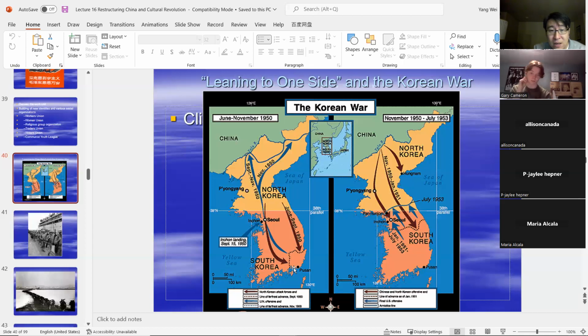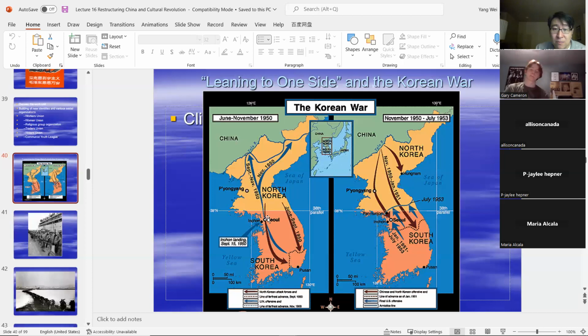And then in September 1950, General Douglas MacArthur launched a landing in Incheon, a place near Seoul. This landing was successful. It cut off the supply line of the North Korean army to the south. So within weeks, the North Korean army collapsed. And then from Incheon, MacArthur was leading his American troops.